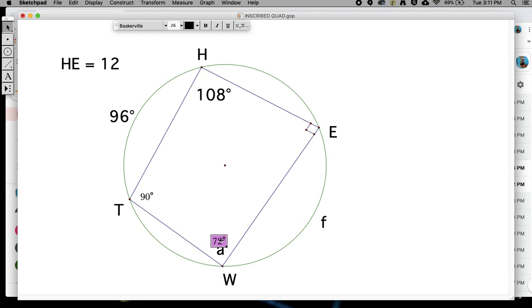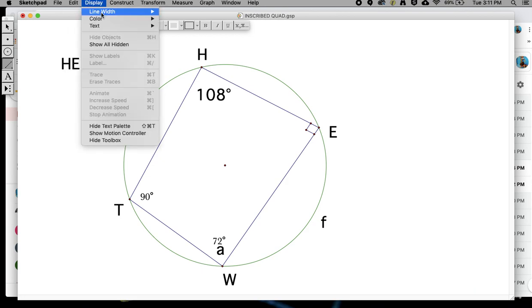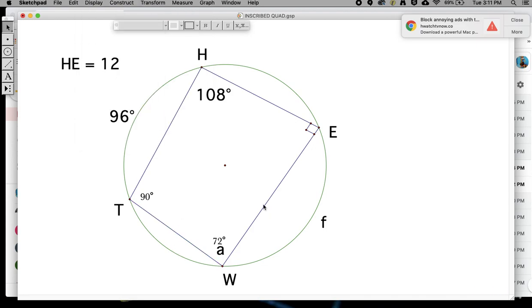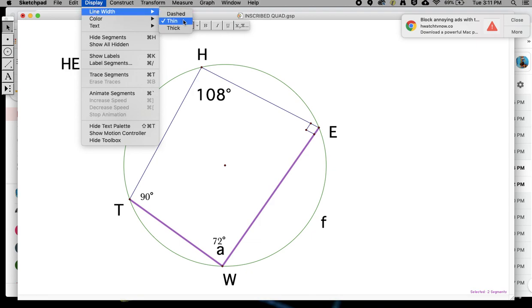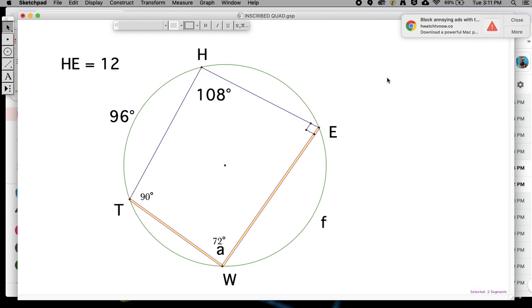Now, interestingly enough, what I want to show you is, I'm going to go to display line width. I have to actually highlight a line. So I'm going to highlight this because TW and WE create this angle where A is at. I'm going to highlight those, go to thick, and change the color to something a little more, I don't know what it is. Look at this, I don't know why that happened. So that right there is your inscribed angle.